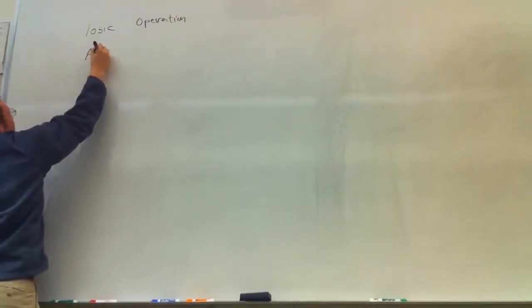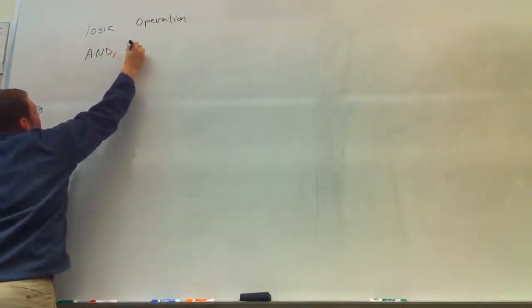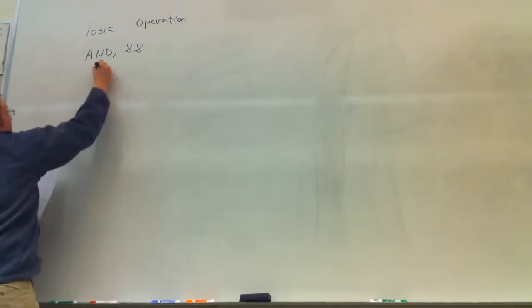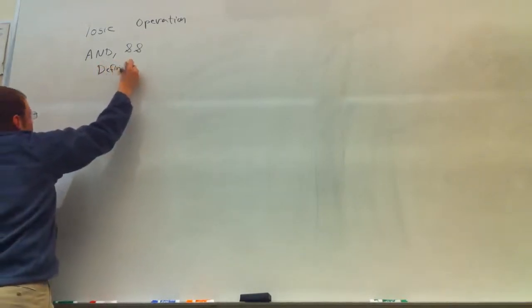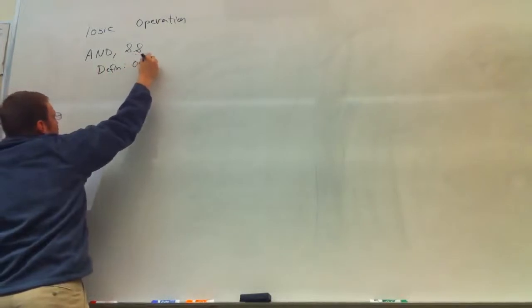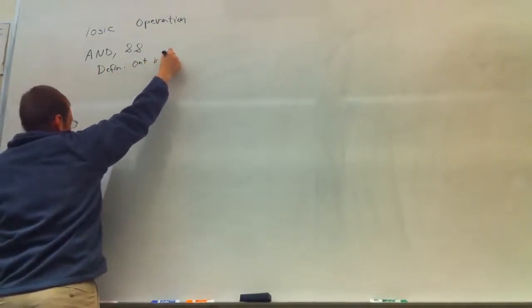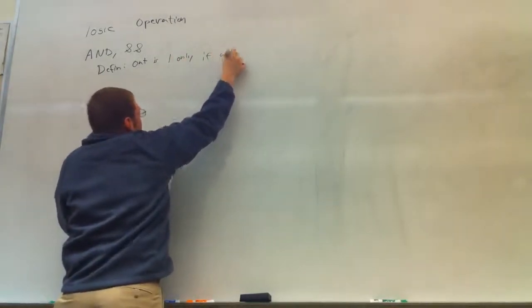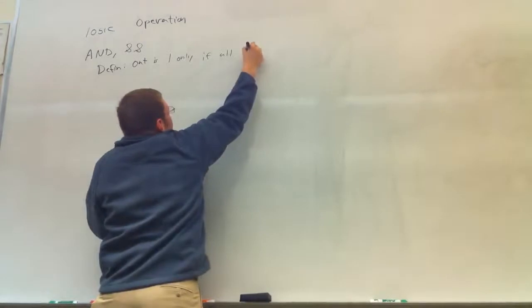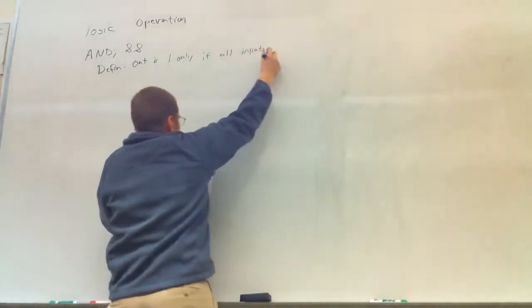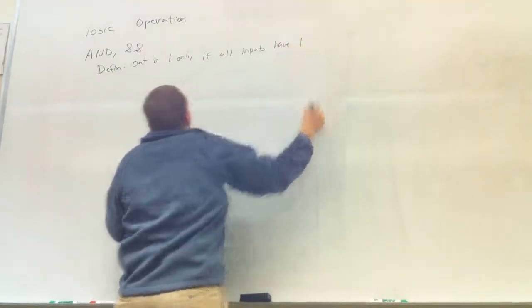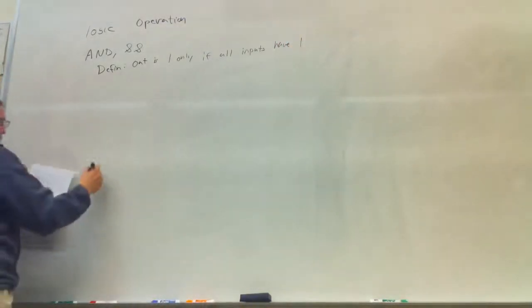The first one is AND, or if you do C coding, the double ampersand symbol. In words, it means the output is 1 only if all inputs have 1. Right?